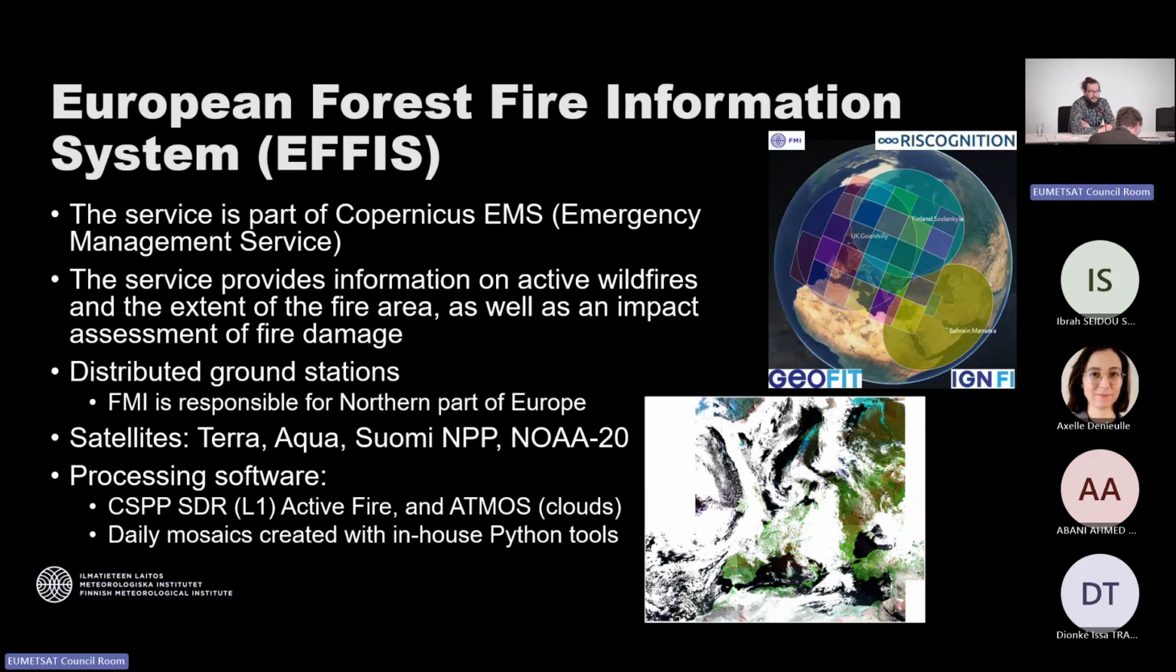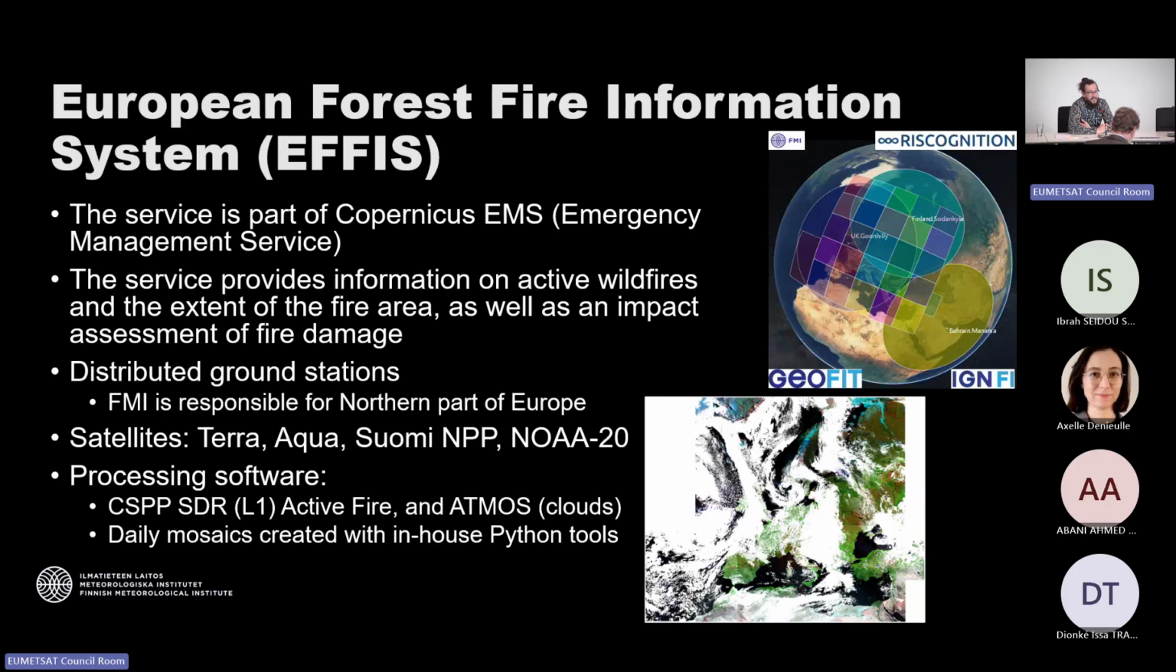And because we cannot cover the whole area of interest in Europe, there are distributed ground stations around Europe, and we are responsible for the northern part of Europe, and then we have a partner who is responsible for the southern part of Europe. We are using the Terra, Aqua, NPP, and NOAA 20 satellites, so not yet NOAA 21, so it's not a mistake that it's missing, but the FIS system is not ready yet to start using the latest NOAA satellite.